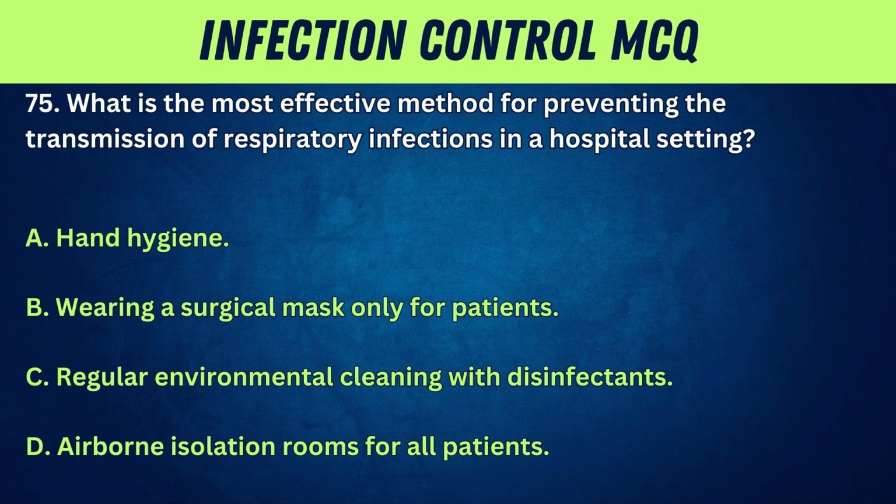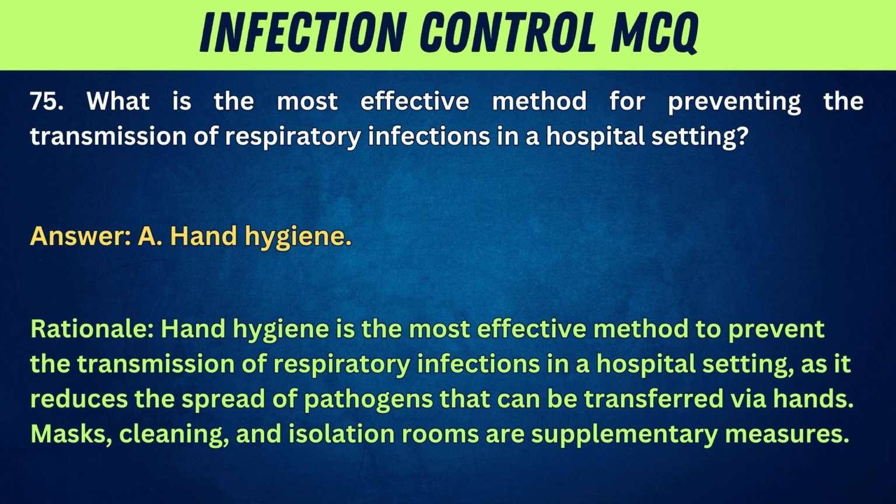75. What is the most effective method for preventing the transmission of respiratory infections in a hospital setting? A. Hand hygiene. B. Wearing a surgical mask only for patients. C. Regular environmental cleaning with disinfectants. D. Airborne isolation rooms for all patients. Answer: A. Hand hygiene.